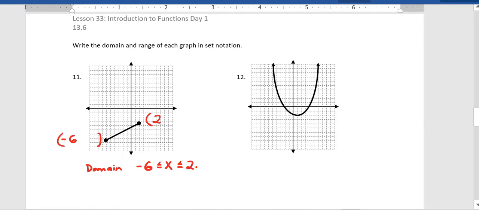You might be thinking, why is this different than the graph that had just the 5 points? This one is different because there's a line connecting our 2 endpoints, meaning there are ordered pairs in between these 2 endpoints, and those ordered pairs in between are also going to have x values. So it's all the x values between -6 and +2. Now on this same graph, let's take a look at the y values.